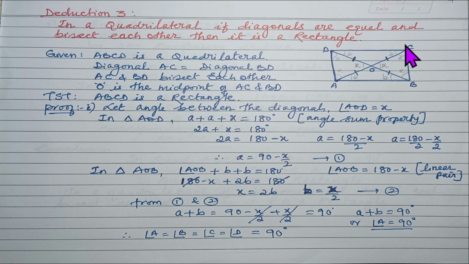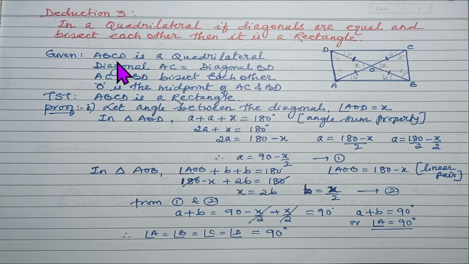We are given a quadrilateral ABCD. Now the diagonals AC and BD are equal and also they bisect each other. That means AC is equal to BD and O is the midpoint of AC and BD. Now we have to prove that ABCD is a rectangle. So let us see how to do that.